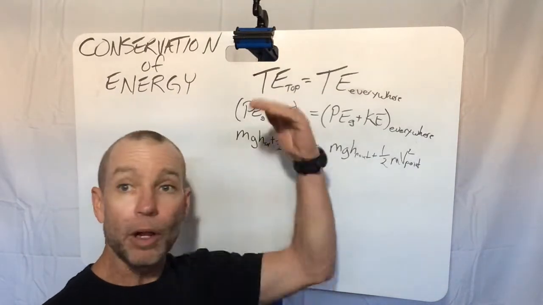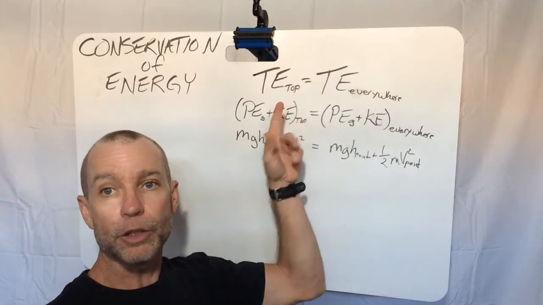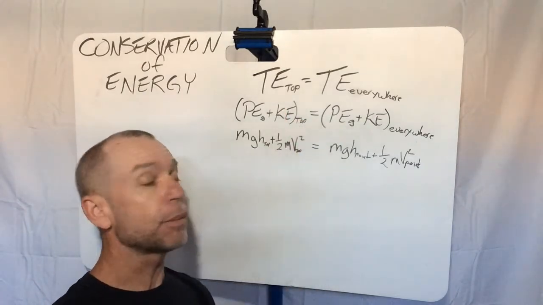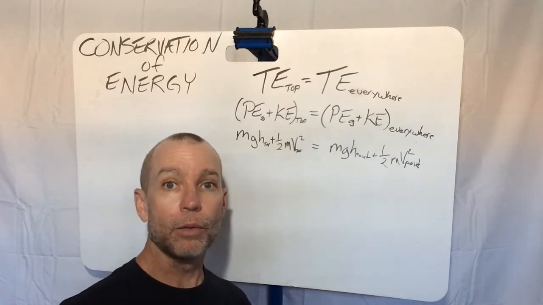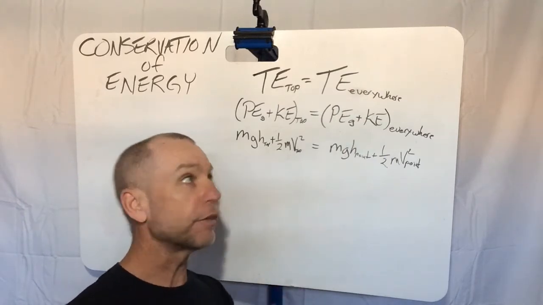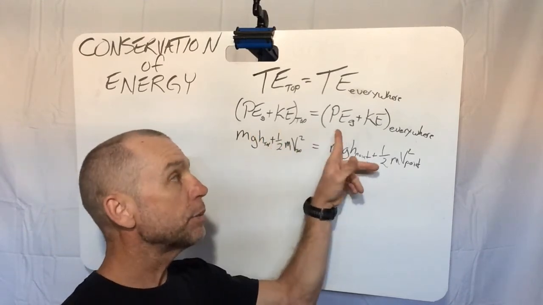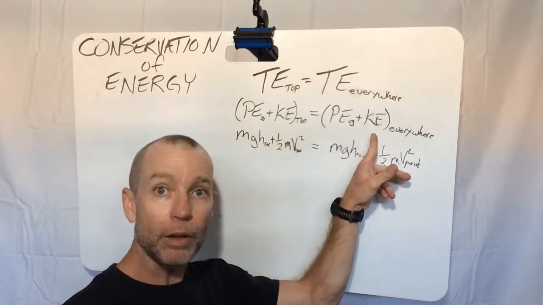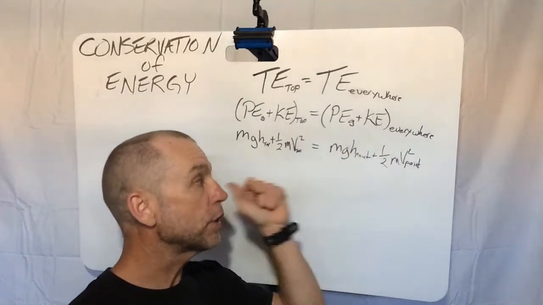Okay, for the problem of the ball halfway down, we could say the total mechanical energy, the potential plus the kinetic at the top, equals the potential plus the kinetic everywhere along the way, right? The total stays the same. That's the idea of conservation. Not just at one place, this total stays the same.